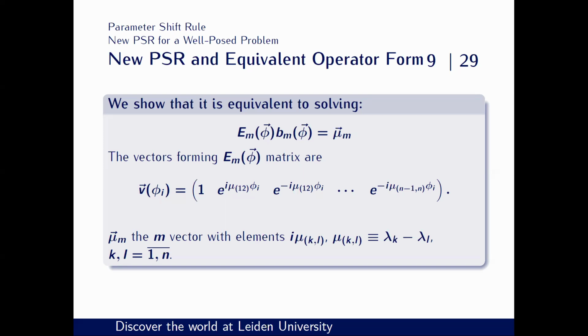The size of this matrix would be m by m, where m is all the pairs of the eigenvalues, like all the distances that you have. And mu is the m vector of elements where all the distances are written again. So you have this operator equation, and if you solve it, then you find vector B, and then you have your parameter shift rule.